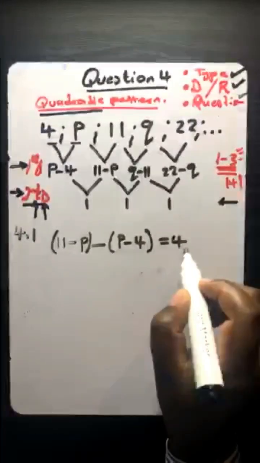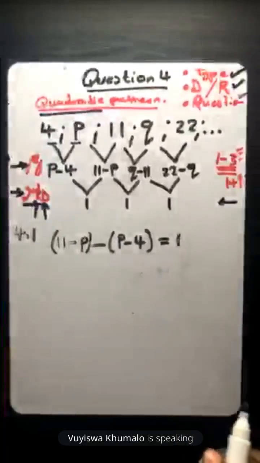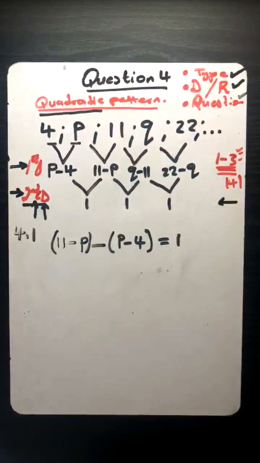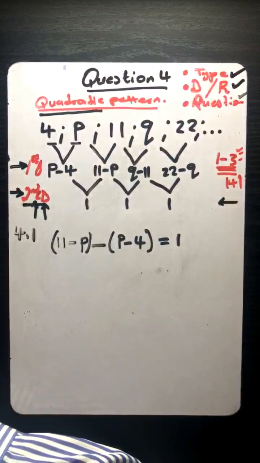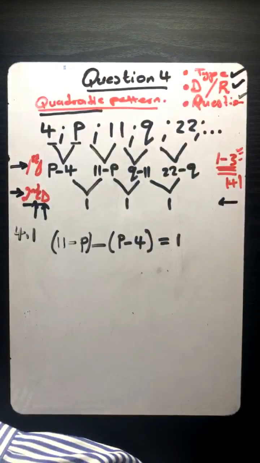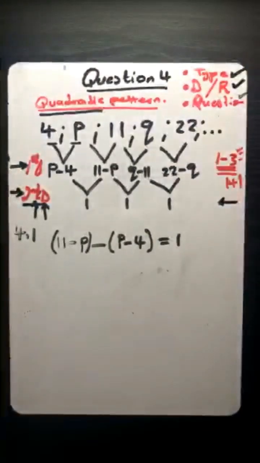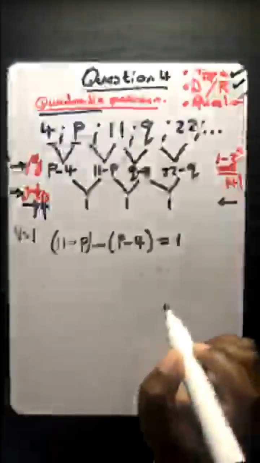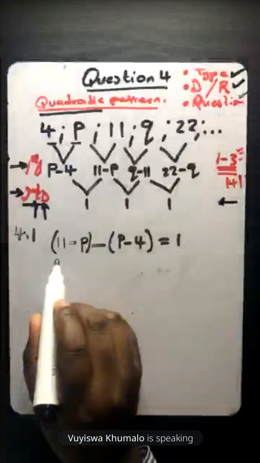Hey, Vuyiswa, what are you doing here? It's equal to 1. I'm confused, I don't see what is happening here. Can you explain what you did there? Are you still there, honorable member? I just want you to put us in the picture. What's the thinking behind that? What are you doing there?